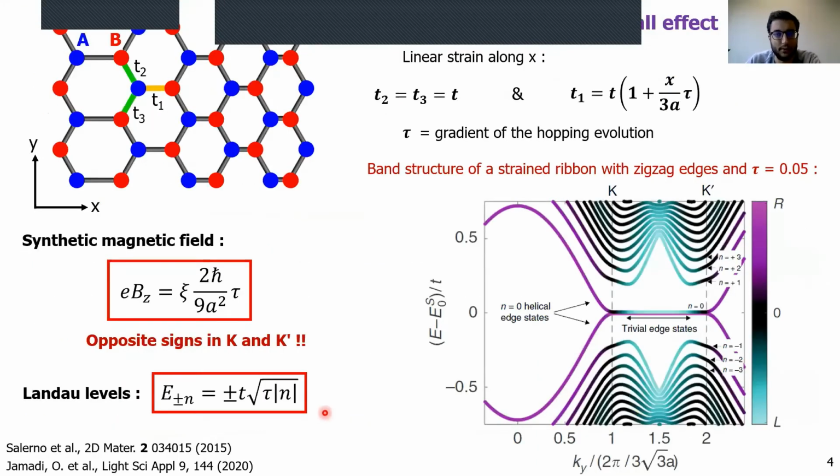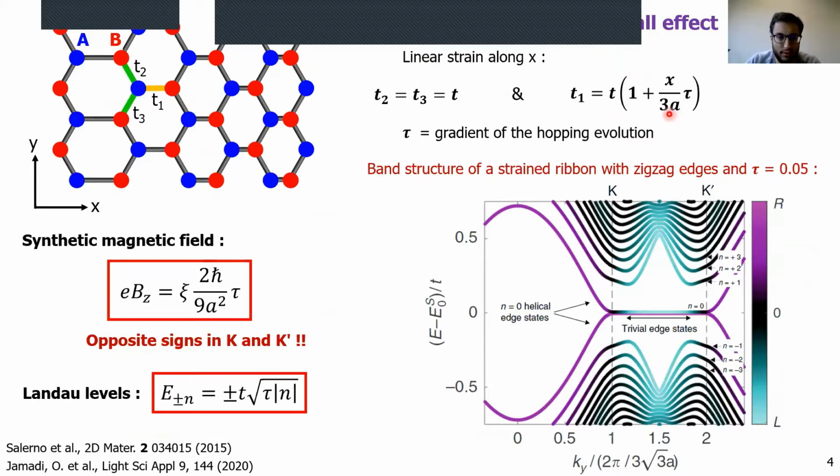So how can we design this synthetic magnetic field? One easy way is to use a linear strain along X. As you can see here, we will keep the transverse hoppings T2 and T3 equal over all the lattice, and we will put a linear increase of the hopping T1 along X, following this formula, where tau is the gradient of the hopping evolution.